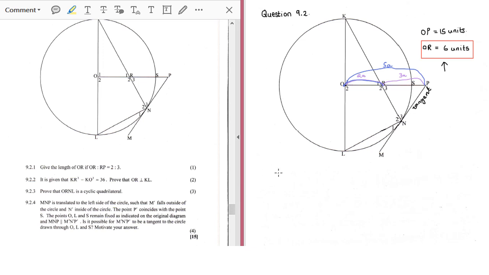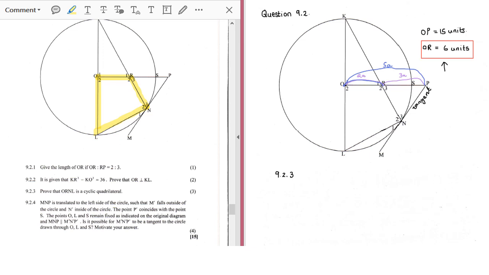Right, moving on to question 9.2.3. It says prove that ORNL is a cyclic quadrilateral. Let's first identify where this is. ORNL is this figure over here, and we have to prove that it is a cyclic quadrilateral. So let's go back to the main diagram and put in some angle relationships. We haven't actually studied this diagram in quite some detail.